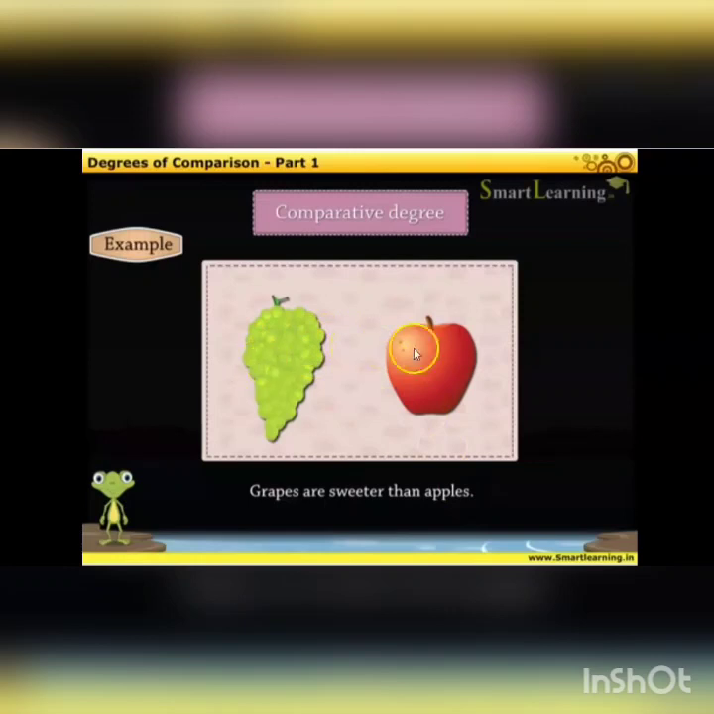Here there is a comparison between two fruits, apples and grapes. Grapes are sweeter than apples. Now sweet is the original word, and you're adding er, making it sweeter. And after sweeter, what did I say? Than. The word than is used. So when you're using a sentence with the comparative degree of the word, you have to use the word than after the comparative degree. So grapes are sweeter than apples.